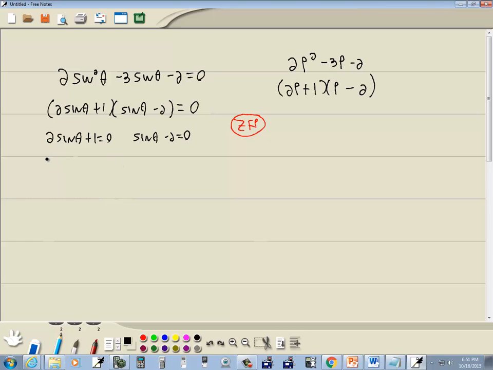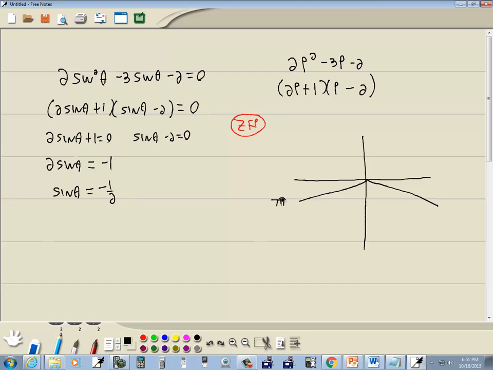Now here we'll solve for sine, so I'll take the 1 over. So we've got 2 sine theta is equal to negative 1. And divide both sides by 2, so we get sine theta is equal to negative 1/2. Okay, on the unit circle, this is 6 pi over 6. So this would be 7 pi over 6. Then 8 pi over 6, 9 pi over 6, 10 pi over 6, 11 pi over 6.